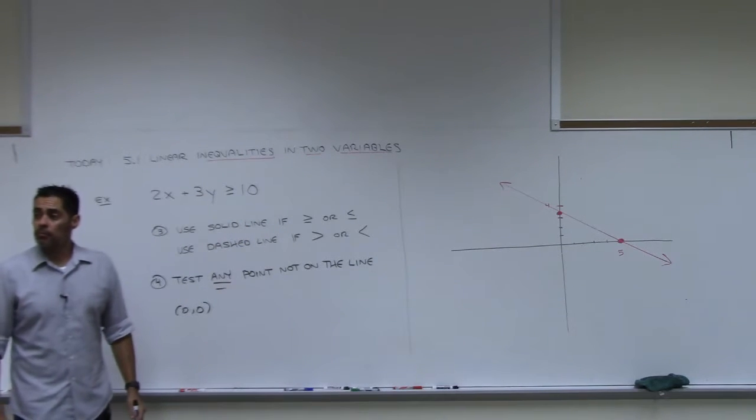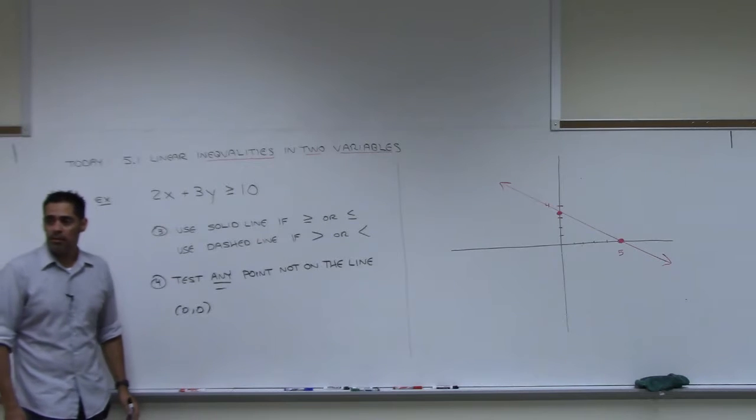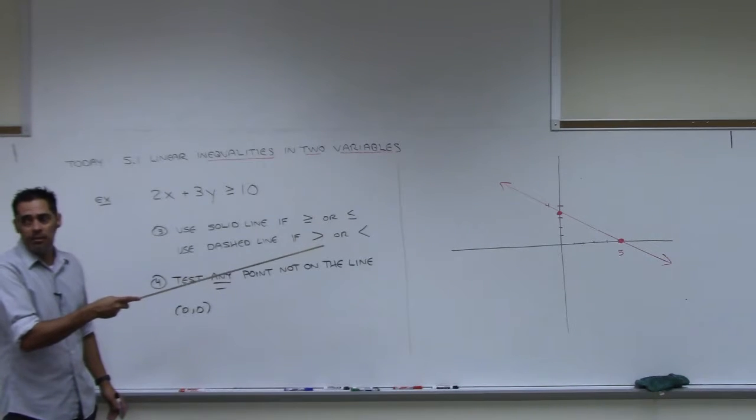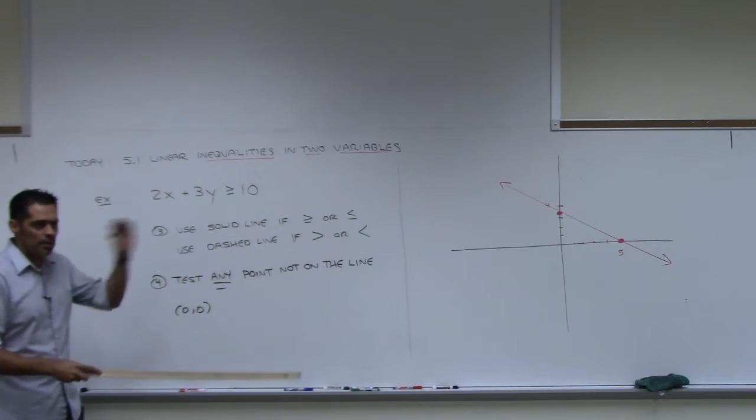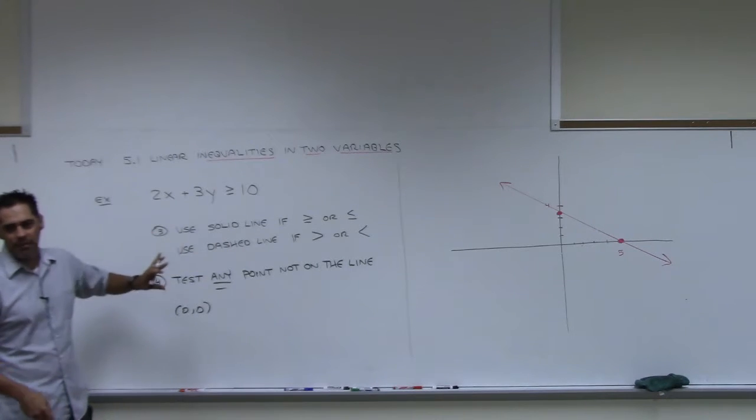Pardon? You can do negatives, right? You can do anything, yeah, any number you want. Just make sure it doesn't lie on that line. And that you can always tell by just visually looking. Just be safe. Pick something far away.